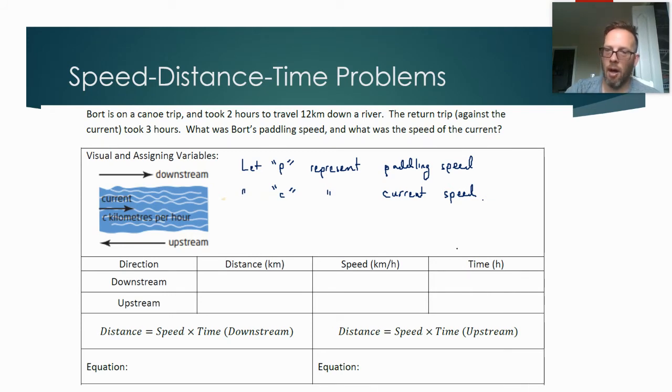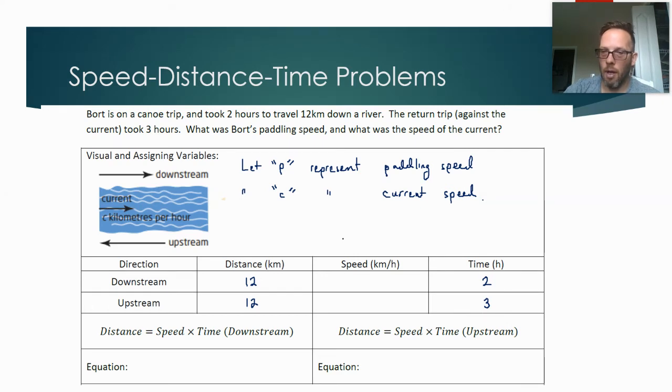So I often, if I'm helping students with the speed, distance, time problem, I say make a table like this. And at the very least, it can help you get organized. Then just record the distance, speed, and time, or expressions for those for each one. So going downstream, you travel 12 kilometers. Upstream, it's the same return trip, also 12 kilometers. The time, it took 2 hours going downstream, and it took 3 hours going upstream.